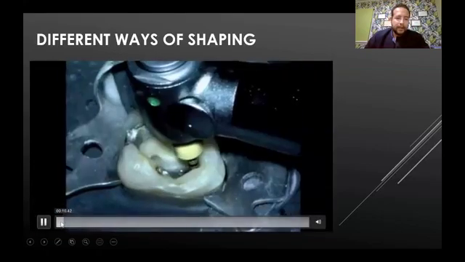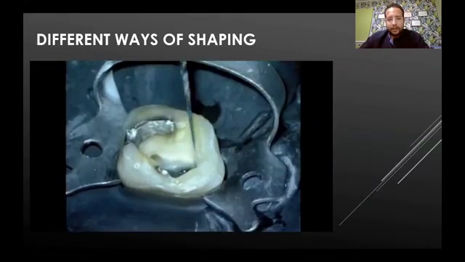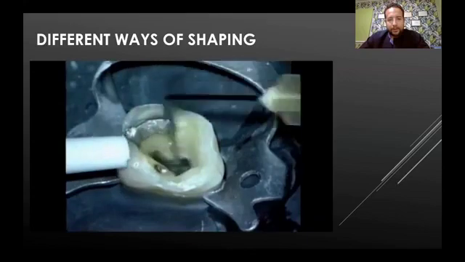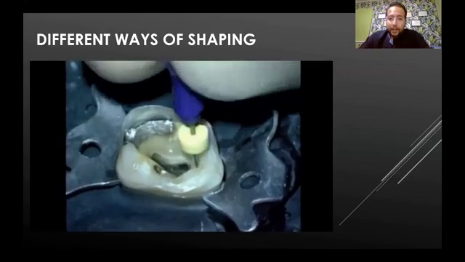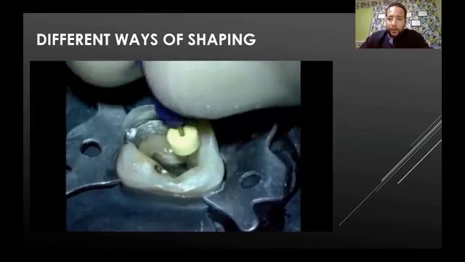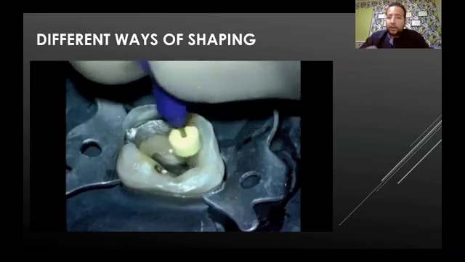He has now engagement. He reaches his working length. Look how much debris on the flutes of the file. He re-irrigates and then recapitulates. What is recapitulation? Recapitulation is long strokes to full working length with a 10K file.